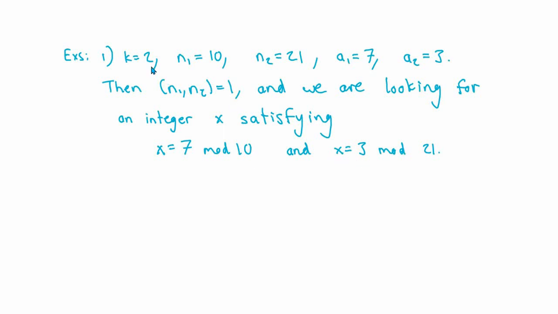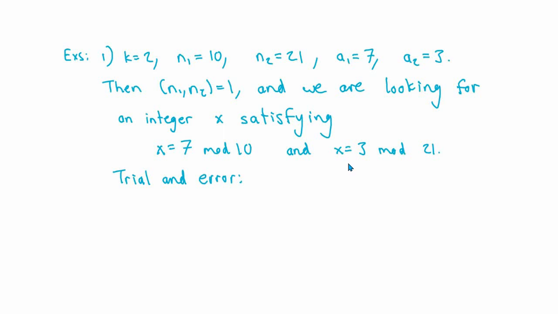Since there are only 2 moduli in this case and the GCD of the 2 moduli is 1, the Chinese remainder theorem guarantees that there is a solution x to the system of equations, and furthermore, it also guarantees that this solution is unique modulo the product of n1 and n2. Now, because the moduli here are small, we can find an integer x satisfying this system of equations just by trial and error in this case.